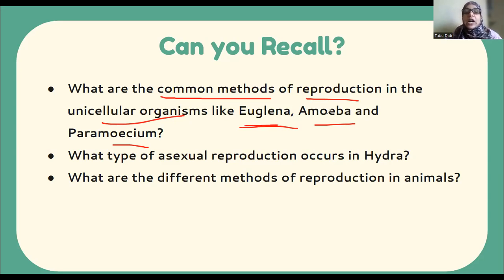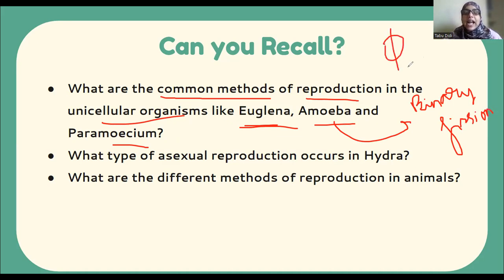So Euglena, amoeba, paramecium, they carry out reproduction. Basically, they simply do binary fission. Yes, they do binary fission. Binary means the parent cell undergoes division. So one parent cell divides and it becomes two daughter cells. Fission is nothing but division. Can you tell me what type of asexual reproduction occurs in Hydra?